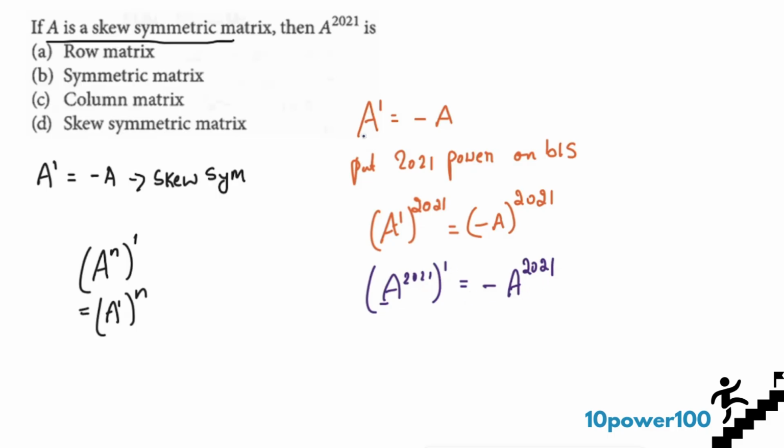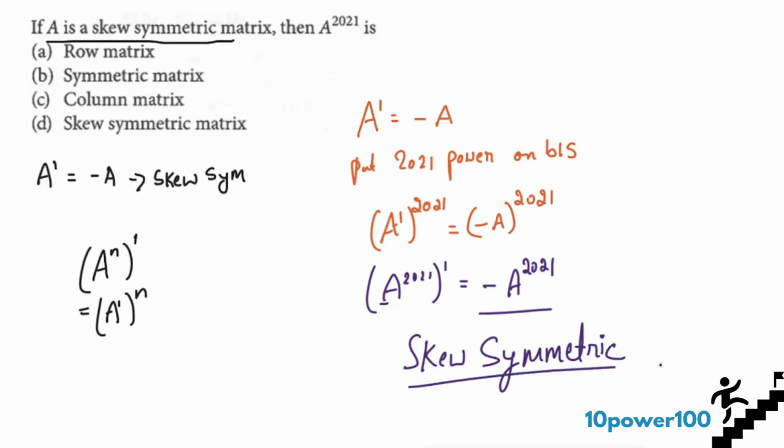So what is the skew symmetric condition? After taking the transpose, if you get negative A, then it is a skew symmetric matrix. Yes, here after 2021 times, if you take a transpose, we are getting a negative of A power 2021. So can we say that it is a skew symmetric matrix? So after all of this, we can conclude that option D is the right answer, children.